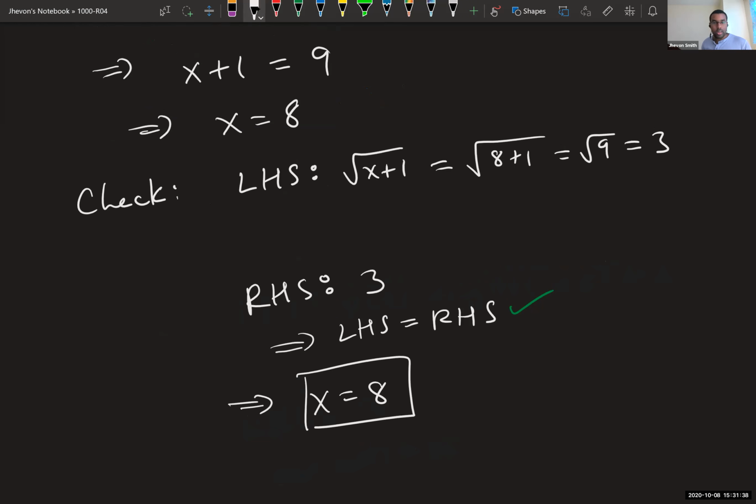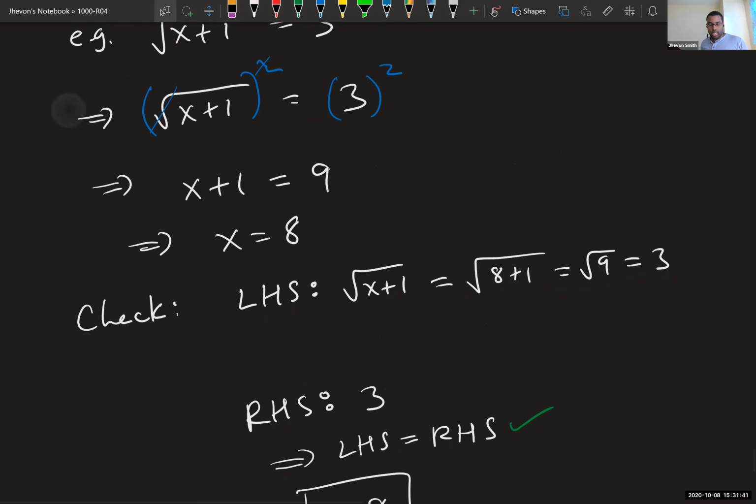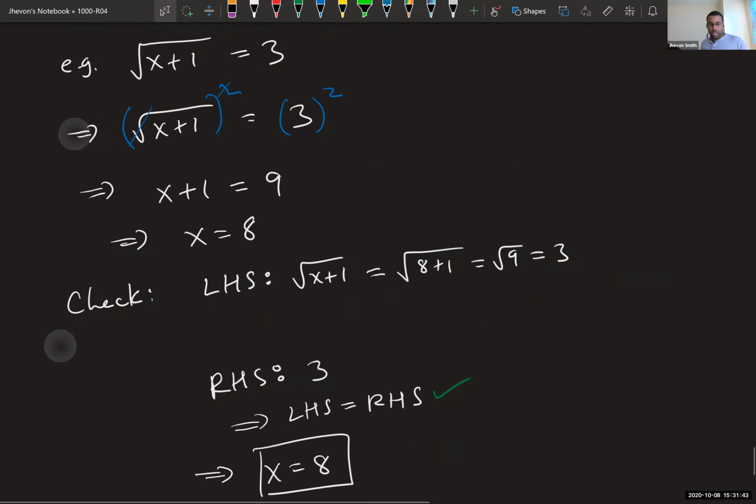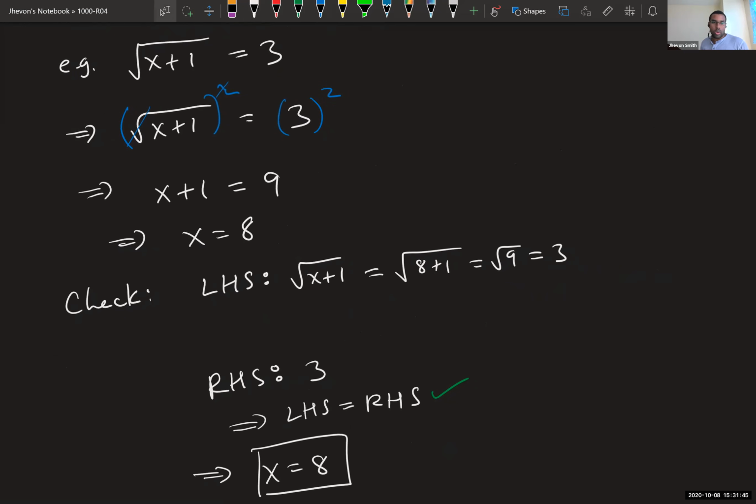Right? So that's how you would go about solving an equation with a radical, right? And if it were a cube root, I would cube both sides, etc. Right? There are times when I need to actually do this process repeatedly.